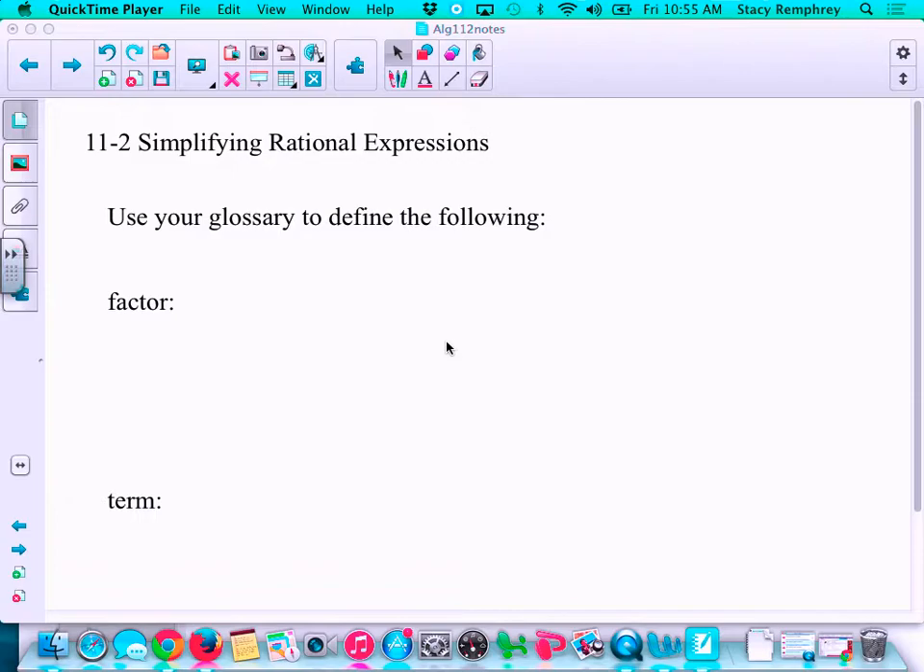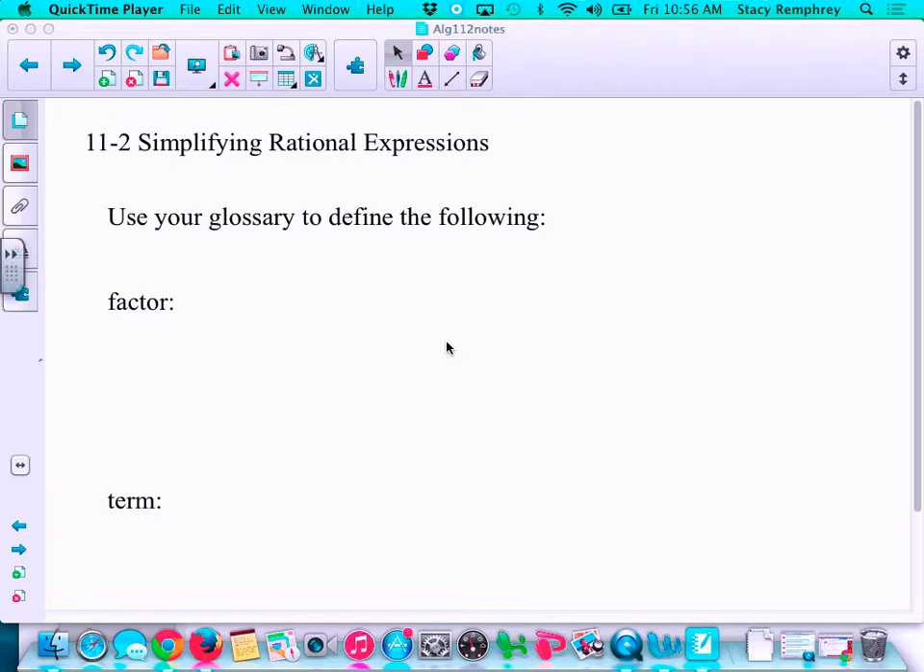So the first thing I'd like you to do is to use the glossary in the back of the book, and I'd like you to define factor and define term. And write those down because there's a very important difference that you need to see and understand about those two. So push pause and please find the definition of factor, or factors, it's listed, and then find the definition of term and write those down. Push pause now and come back when that is done.